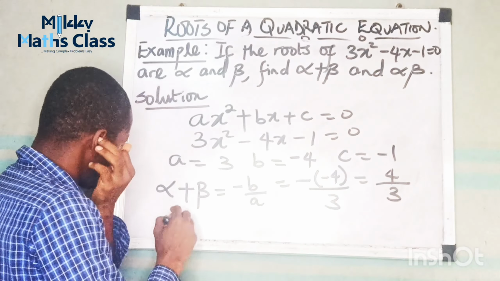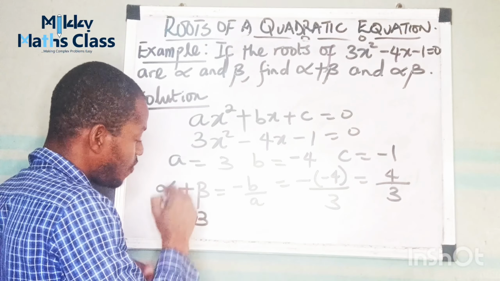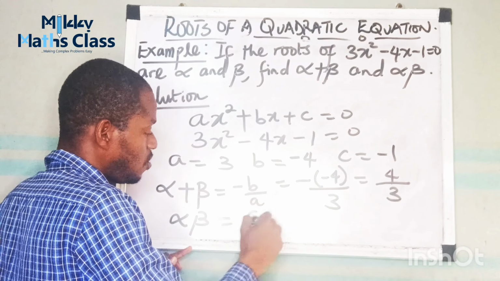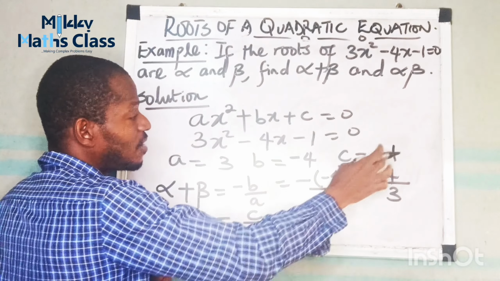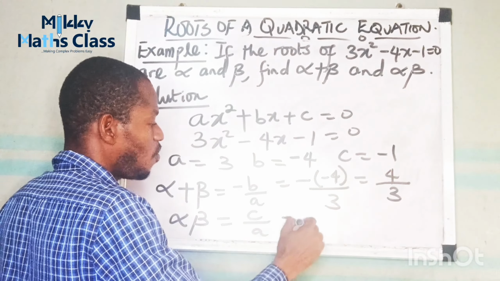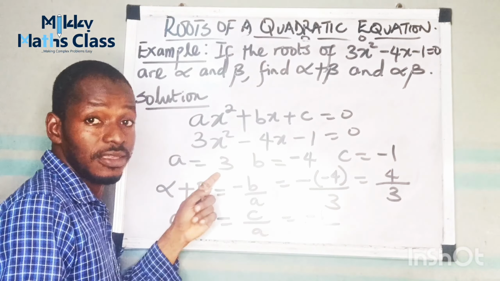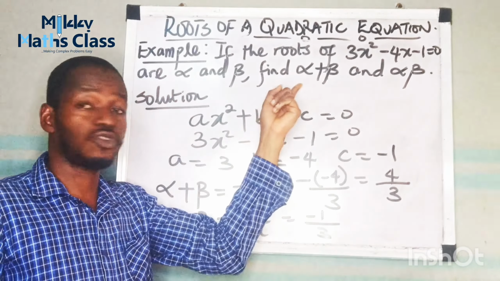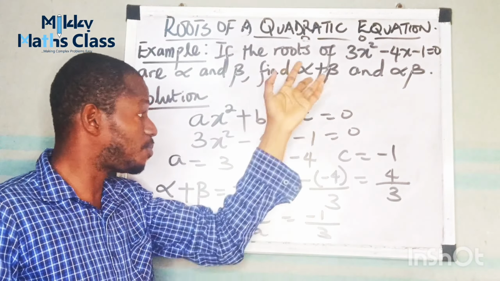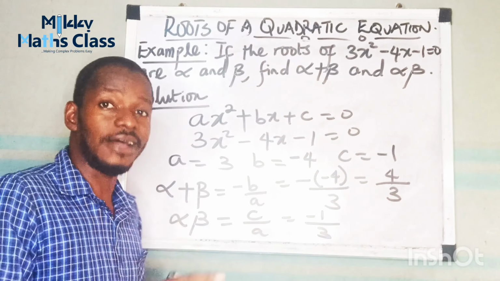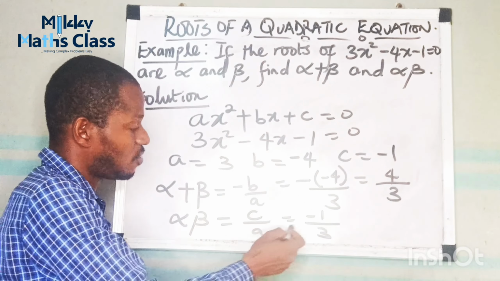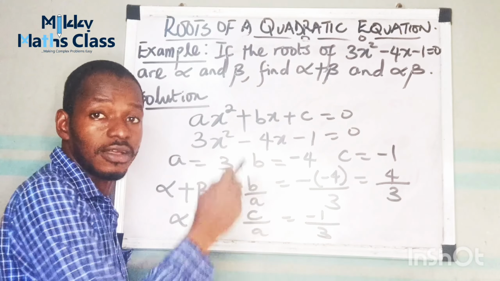Let's look for the product of the roots. The product of the roots, alpha times beta, we're made to understand is equal to c over a. So our c here is negative 1, over our a, which is 3. So for this quadratic equation, the sum of the roots, alpha plus beta, is 4 over 3, and the product of the roots is negative 1 over 3.